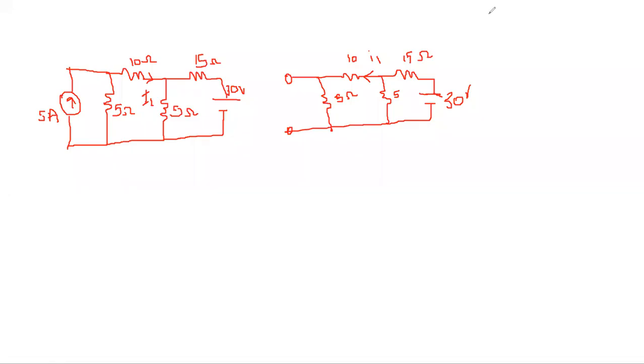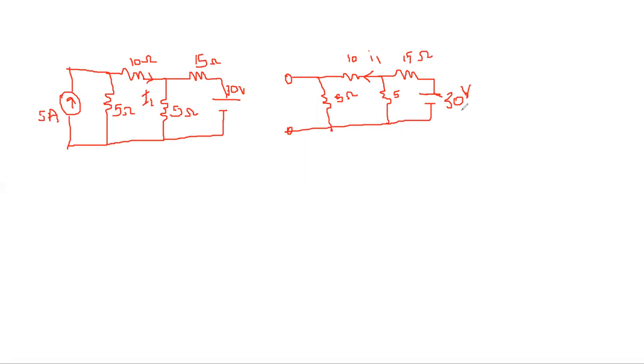Now we will do the same problem of our previous class using superposition theorem. In superposition theorem, we will consider each active source one at a time and we will deactivate the rest of the active sources. For instance, in this problem, first we will consider only the 30-volt voltage source and deactivate the current source. How to deactivate the current source? By open circuiting it.